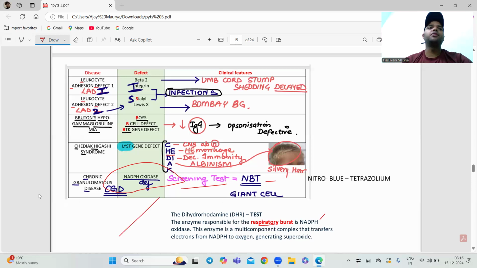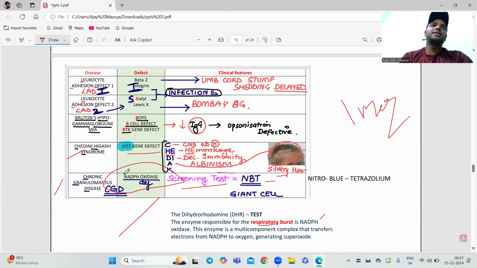There is always one question from this, and also, guys, there is one MCQ from this table. This is my guarantee. Now you have to see this one: Chediak-Higashi syndrome. This is due to the LYST gene. There is CNS abnormality, silvery hair, hemorrhage, and decreased immunity. You will see albinism in Chediak-Higashi syndrome.